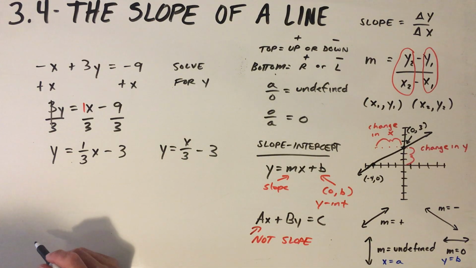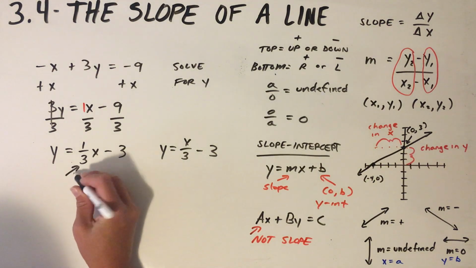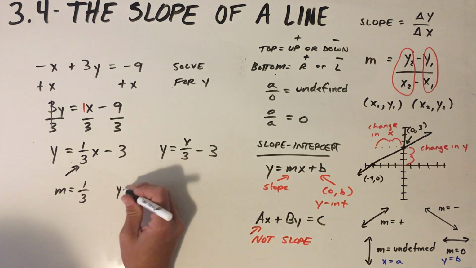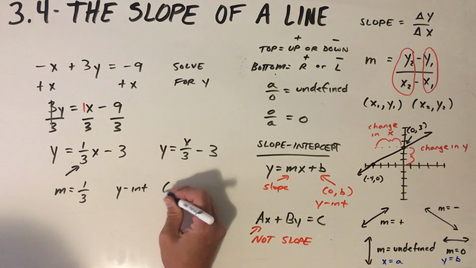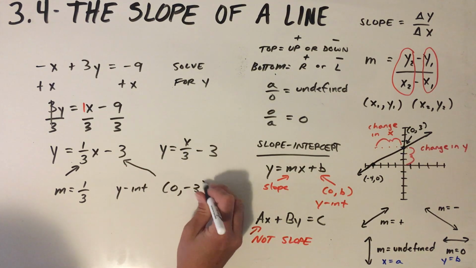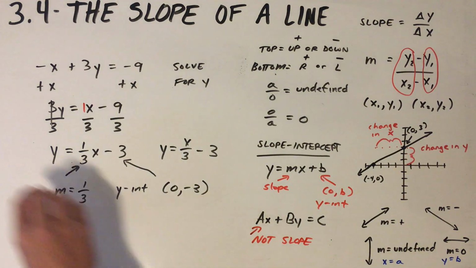Okay, so now that I have this in slope-intercept form, I can interpret slope. The slope here is 1/3, and the y-intercept is the point (0, -3), using this b value right here. So that is my slope, and that is my y-intercept.